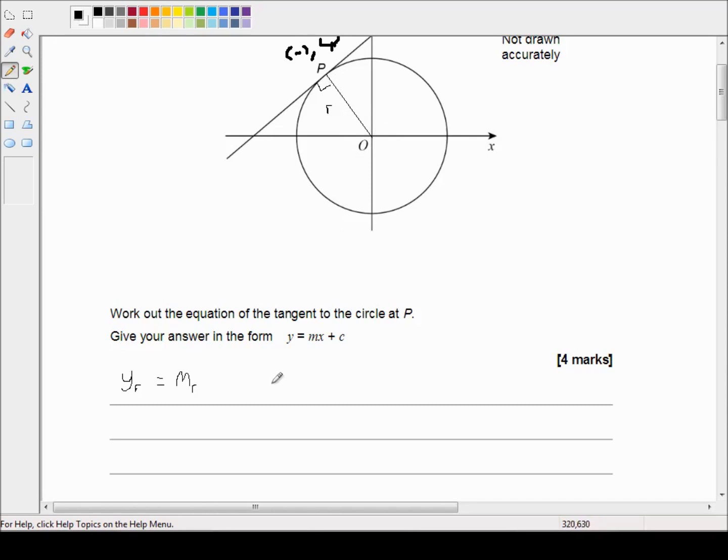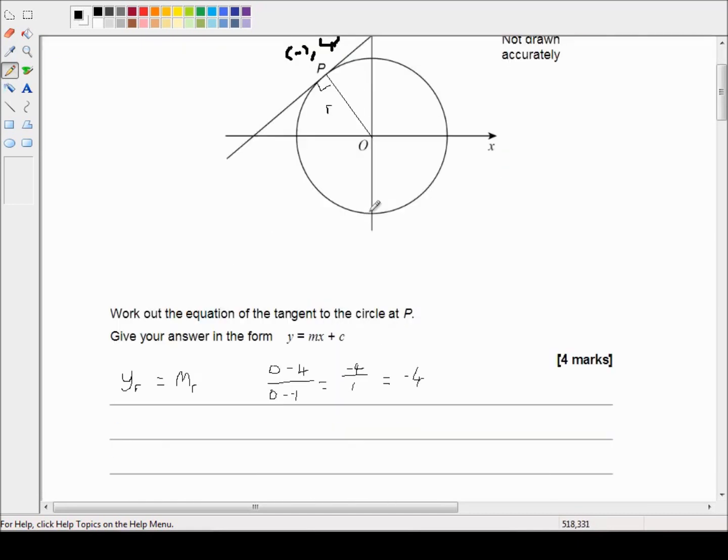Well, the slope is rise over run, so it's going from 0 to 4, and it's going from 0 to negative 1. So that's equal to minus 4 over 1, which is equal to negative 4, or minus 4.